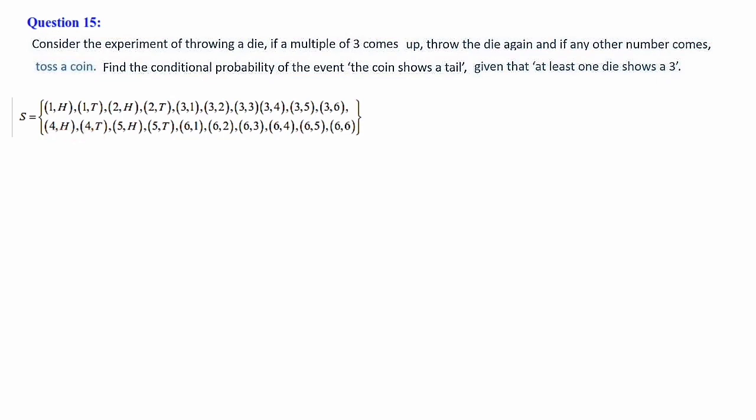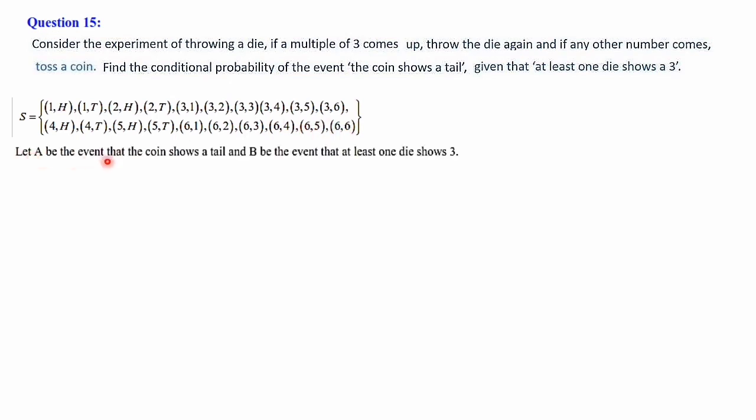Then if the die shows 5, 5 is not a multiple of 3. Then again we will toss the coin. There are 2 possible outcomes, that is H and T: 5H and 5T. Then finally if the die shows 6, it is a multiple of 3. We will toss the die again. So the possible outcomes are again 6,1; 6,2; 6,3; 6,4; 6,5 and 6,6. So this is the sample space.